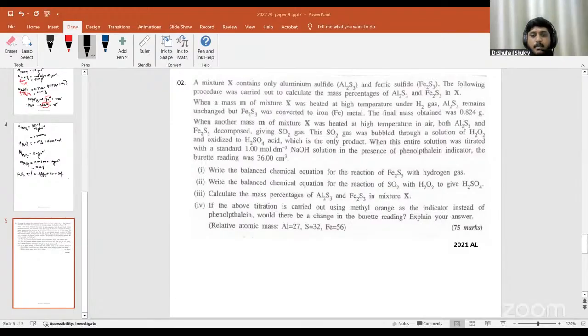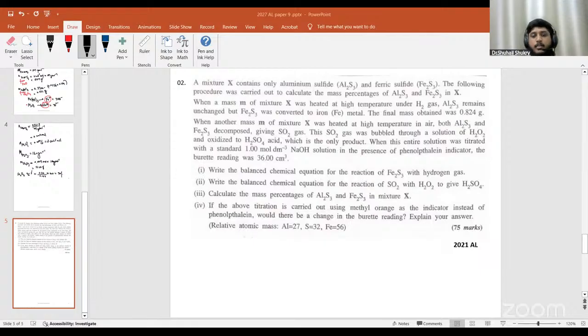Then the second one: write the balanced chemical equation of the reaction of SO2 with H2O2 to give H2SO4. They themselves have given it, so no need to worry about that. SO2 and H2O2 only give H2SO4, so automatically it is balanced. So that was not a big problem.